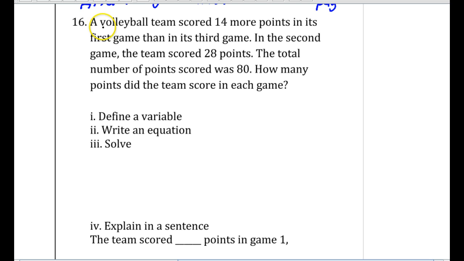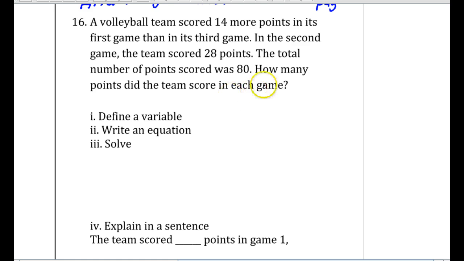A volleyball team scored 14 points more in its first game than its third game. In the second game, the team scored 28 points. The total number of points scored was 80. How many points did the team score in each game?